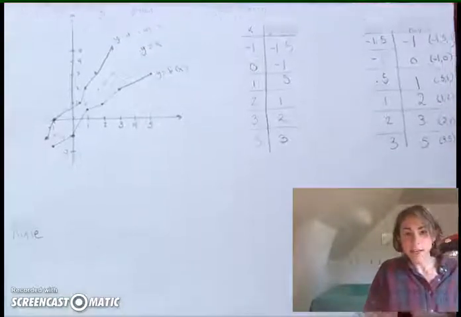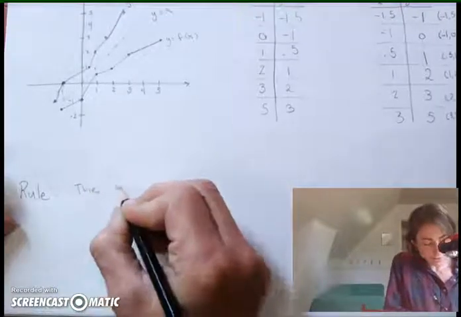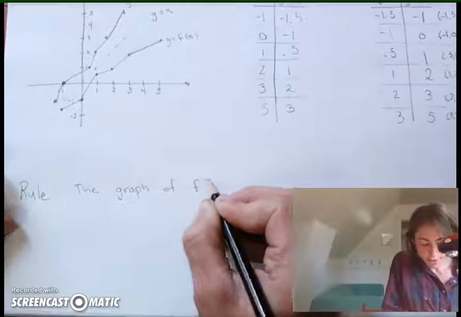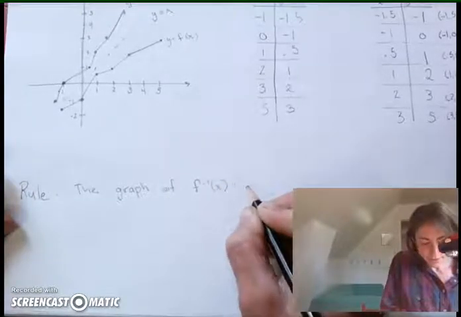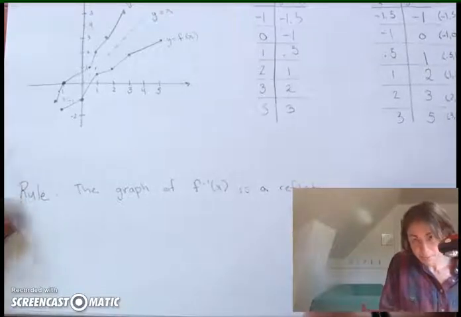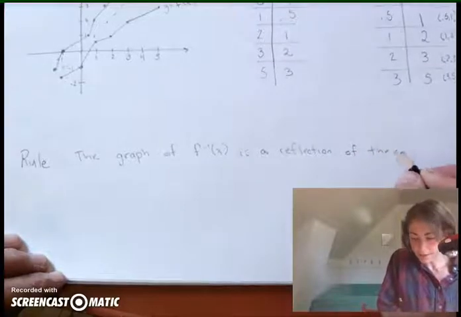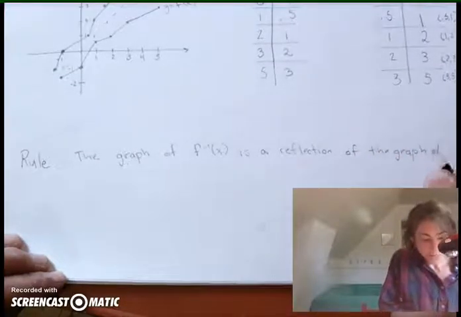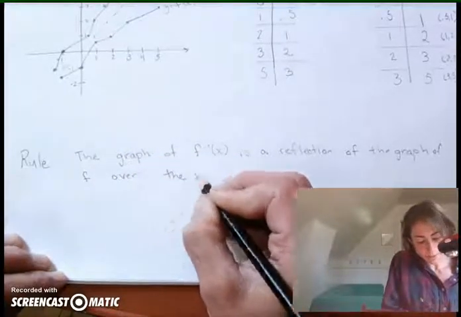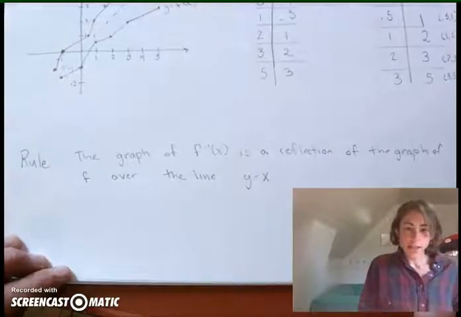So let's record that as a rule. The graph of f inverse of x is a reflection of the graph of f over the line y equals x. And why is this true?